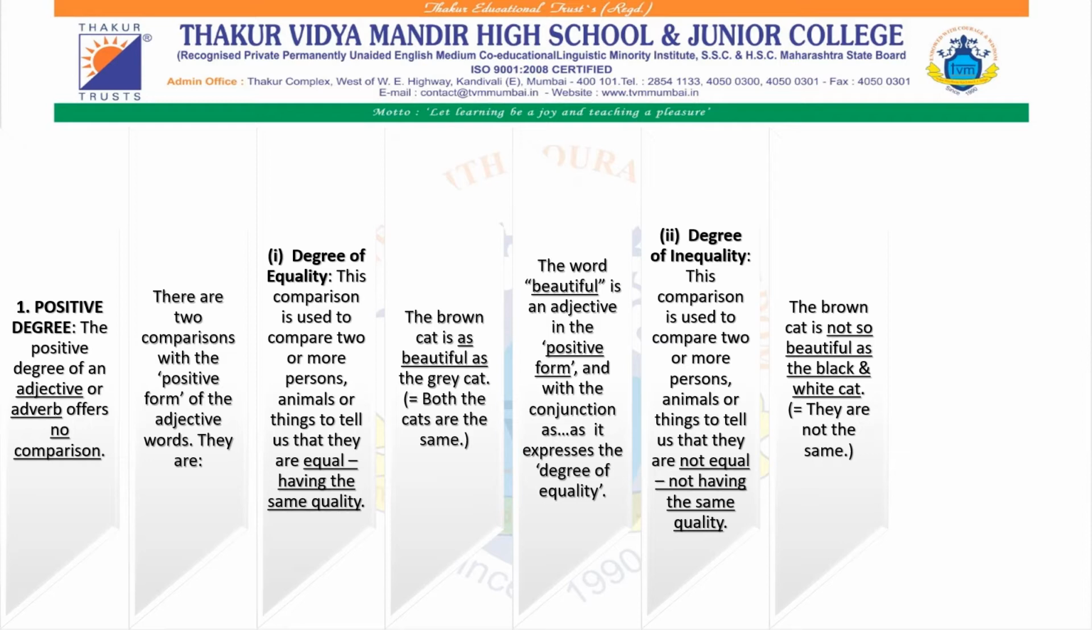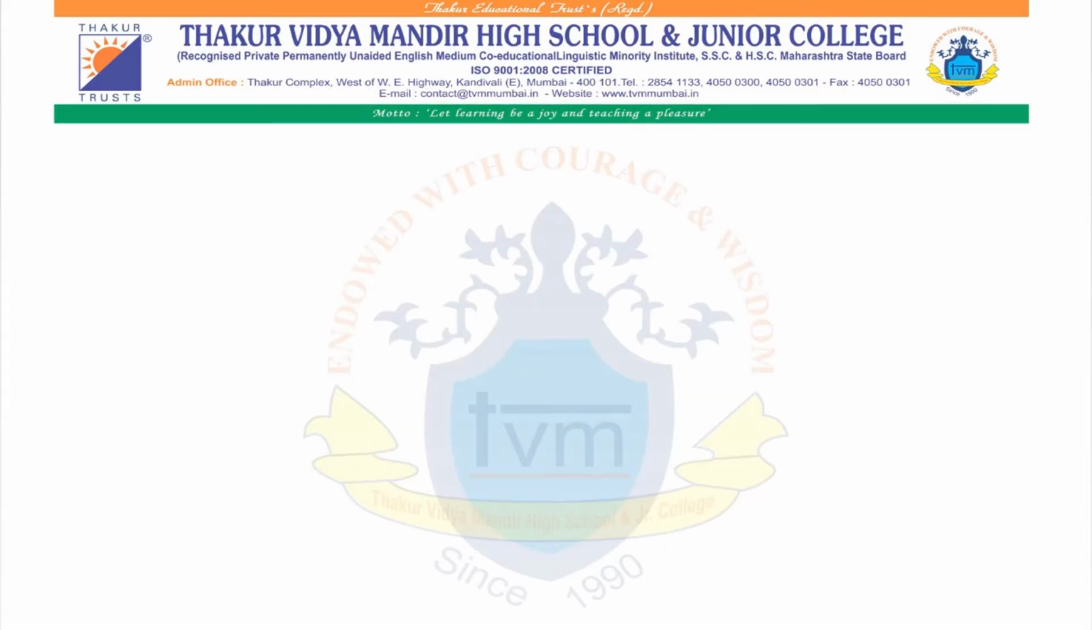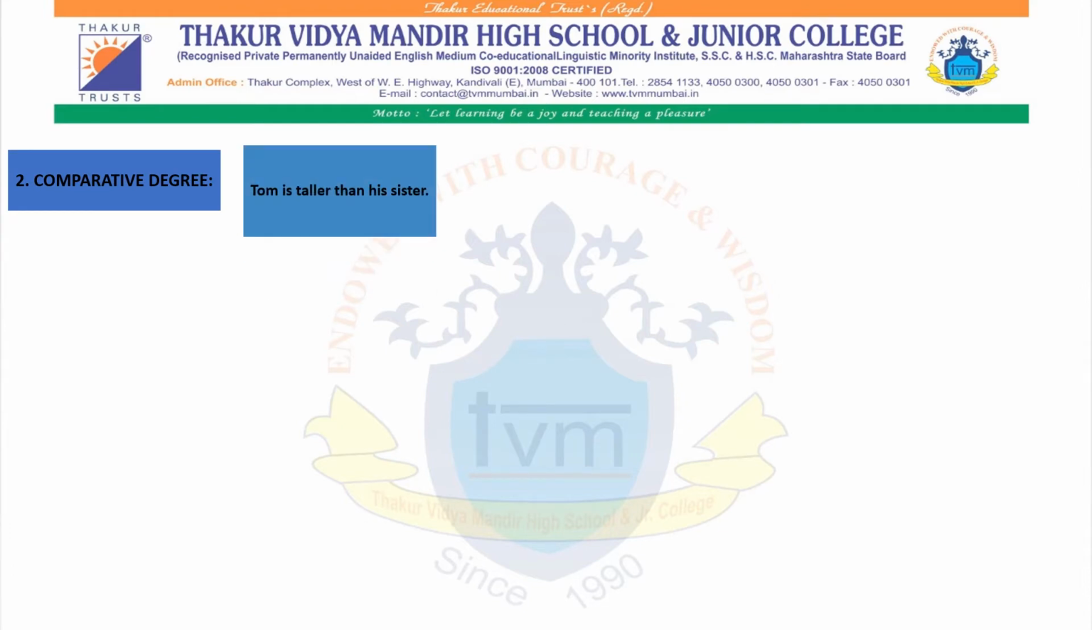The brown cat and the black and white cat are not the same: degree of inequality. The word beautiful is an adjective in the positive form and with the conjunction so...as and the negative word not, it expresses the degree of inequality. So this is how we can form the second degree, the comparative degree. Example, Tom is taller than his sister.